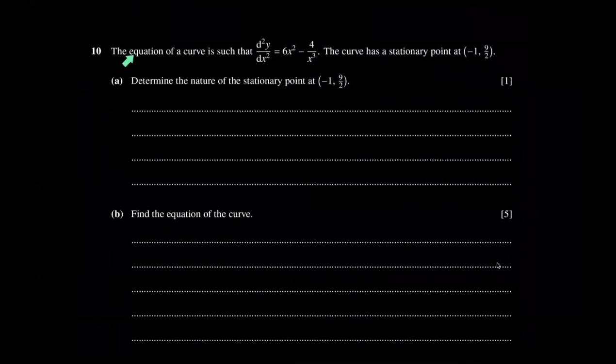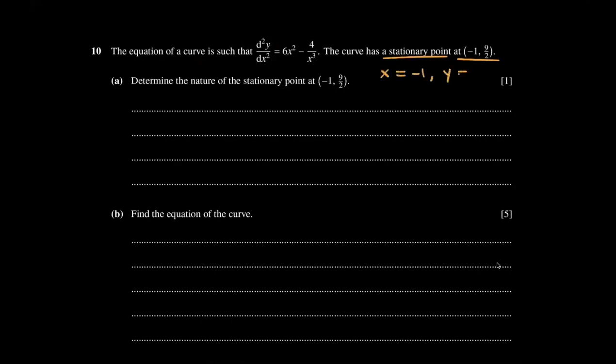The equation of the curve is such that the second derivative is (6x² - 4) over x³. The curve has a stationary point such and such. Now, first of all, let me write two pieces of information over here. The first one is when x is -1, y is 9 over 2. The second piece of information is when x is -1, y prime, dy by dx, the first derivative, is 0 because it's a stationary point.